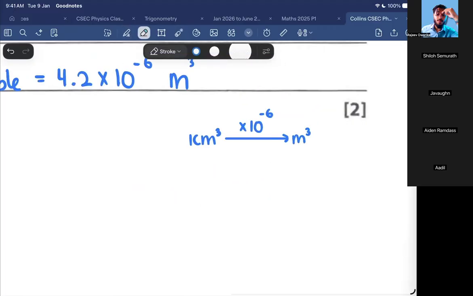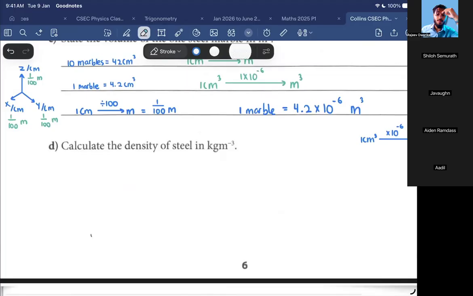Javon, I feel like you don't fully understand that one. Talk to me. Yes, sir, I understand, sir. So you understand you have to convert every single dimension to meter? Yes, sir. Alright. Cool.